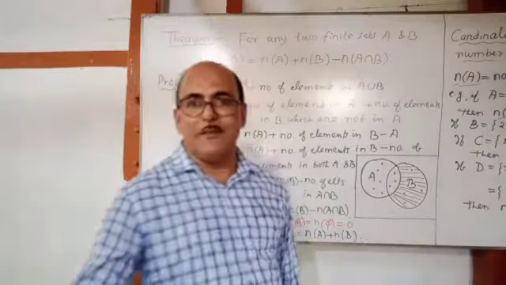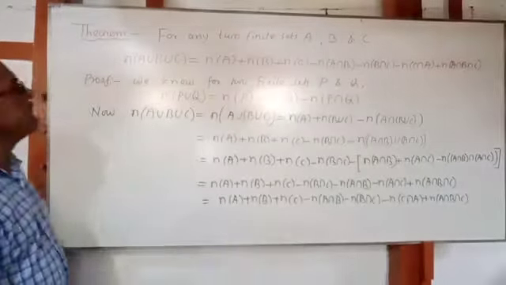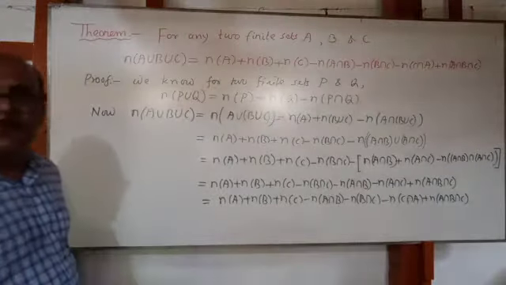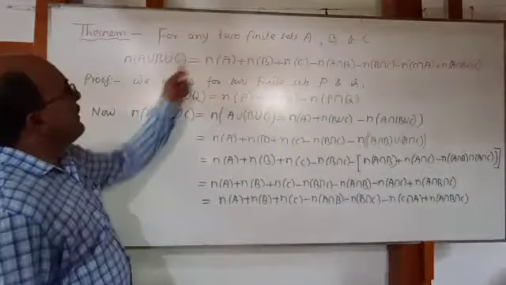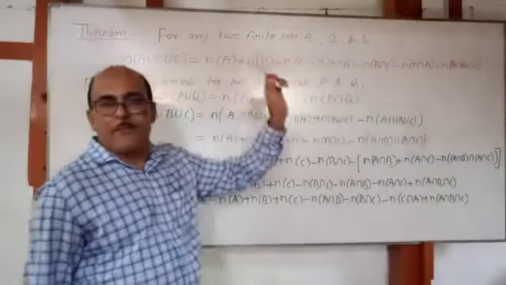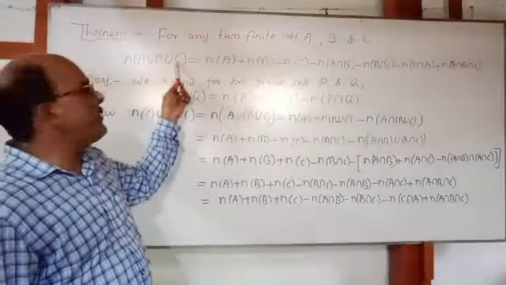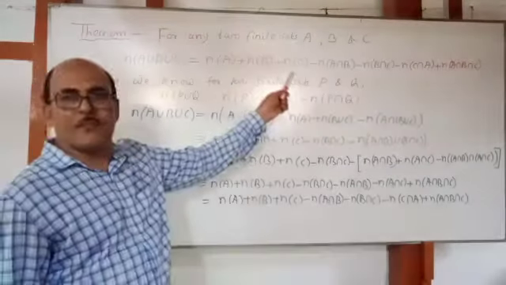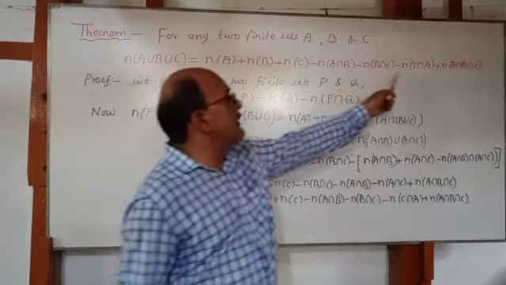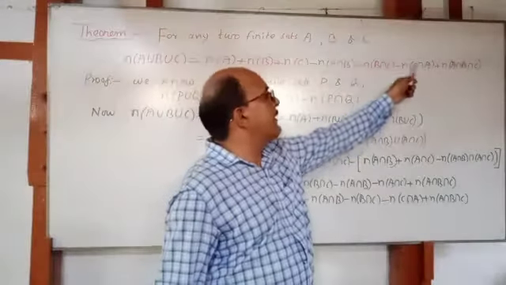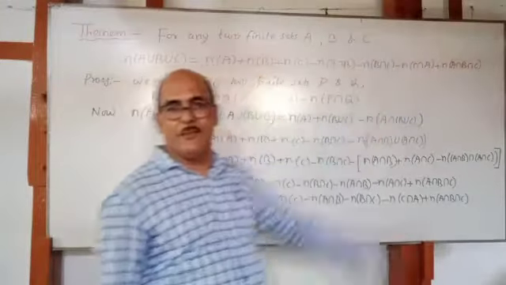And now we shall see it extended for three sets. Now let us see another theorem, an extension of the previous one for three finite sets. Suppose A, B, C are three finite sets. Then n(A union B union C) is n(A) plus n(B) plus n(C), minus n(A intersection B), minus n(B intersection C), minus n(C intersection A), or you can write A intersection C, plus n(A intersection B intersection C).